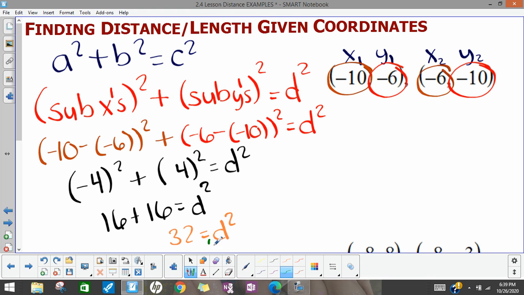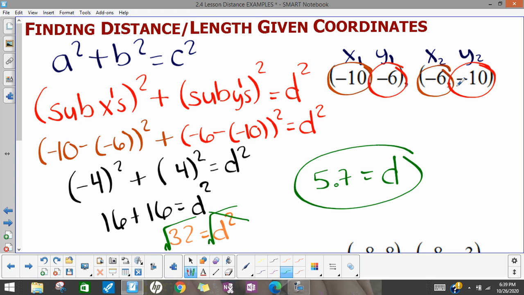And then I need to square root both sides to get rid of the squared on the letter D. And the square root of 32 is about 5.7. So if I were to draw or plot these points in the coordinate plane, the distance between them would be about 5.7 units. So just a little less than 6 units. It would also be the length of a segment that I could draw between these 2 points.